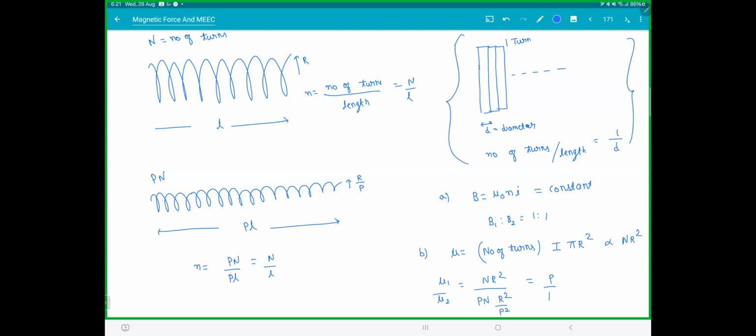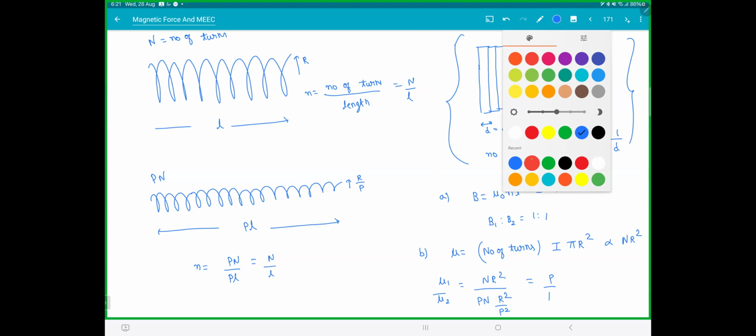The number of turns per unit length will depend on the thickness of the wire. If I use thin wire, I can put more turns in that same length. If I use a thick wire, I'll put fewer turns in the same length. It doesn't matter whether you make the radius big or small, the thickness is not going to change because of that. This is the diameter of the wire.